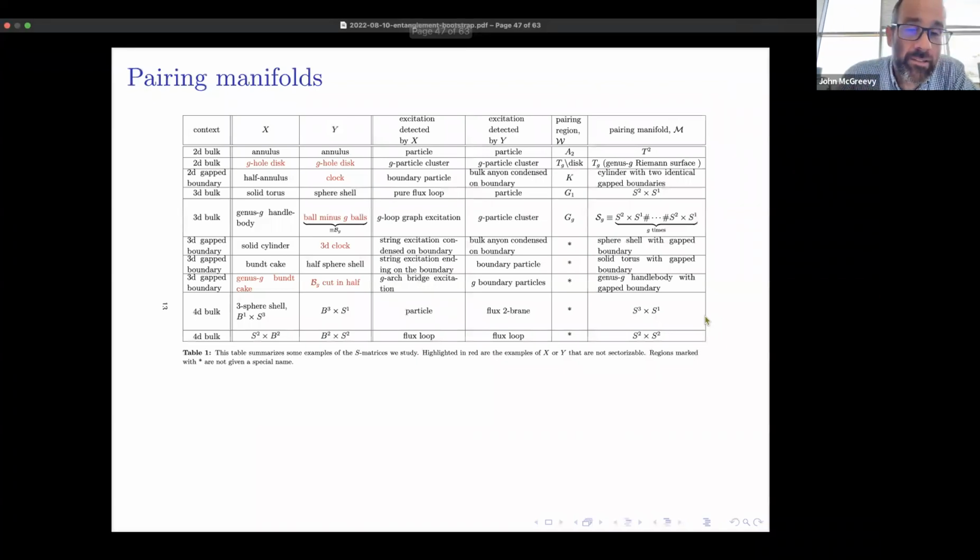And here's a table of the examples that we've studied so far. I don't want to belabor the details of the table. I just want to highlight that there are many examples of this somewhat complicated definition. One that I'll highlight, in three-dimensional bulk, is this connected sum of many copies of S2 times S1, which pairs those graph excitations that I highlighted at the beginning with the excitations associated with the ball minus G balls, which is a cluster of G particles correlated with each other.